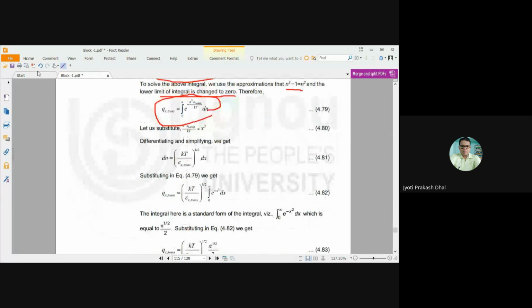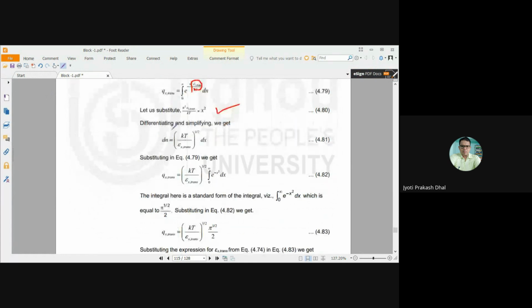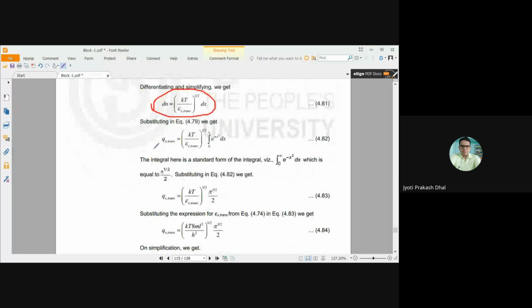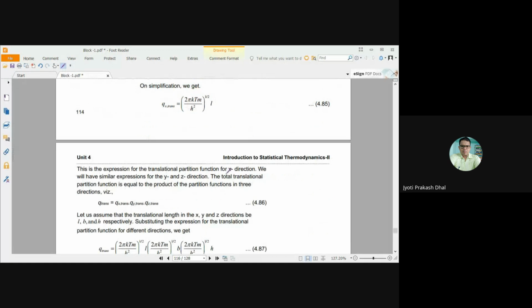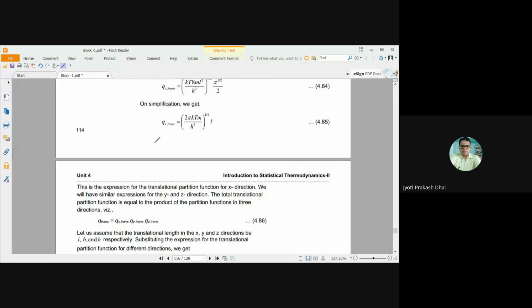Now, in order to solve this, we substitute this term as x square, and differentiating and simplifying, we can write dn equals this. Substituting the values, we can find qx translational. This is the integral of the standard form, and after simplification we get qx translational equals the square root of 2 pi kT m divided by h square, into L.